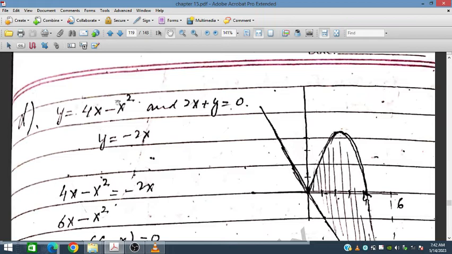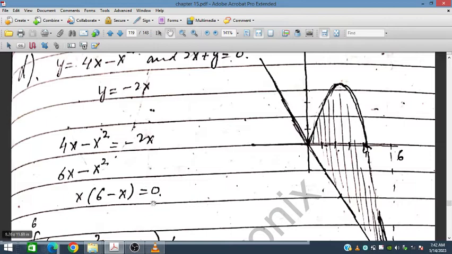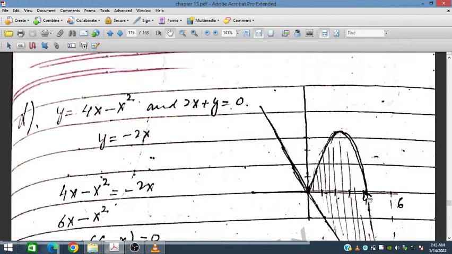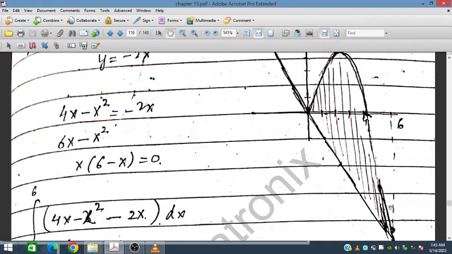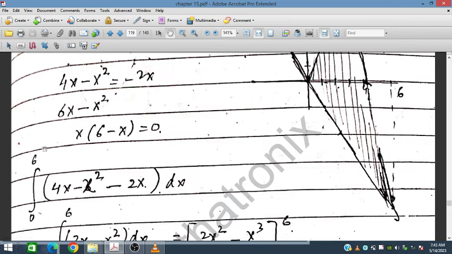So on equating this together, because y is this and this is the line equation, simultaneously on solving we can get the intersecting points. So we have intersecting points x is equal to 0 and x is equal to 6 here. Here we have this region, and here we have this region. This is a bit tricky one. So we'll apply these 0 to 6 limits, and the curve is first, and then subtract this region.